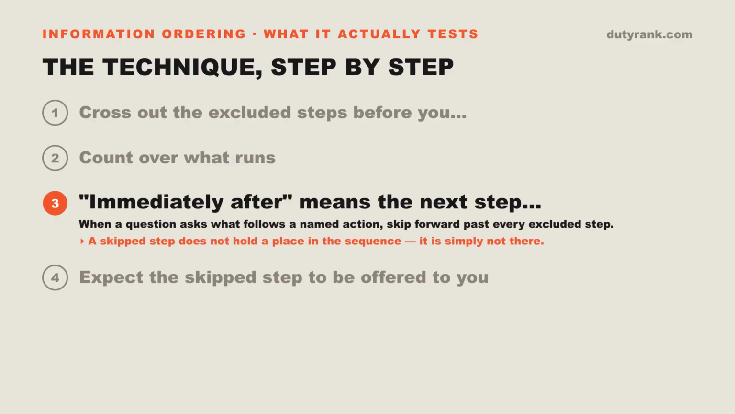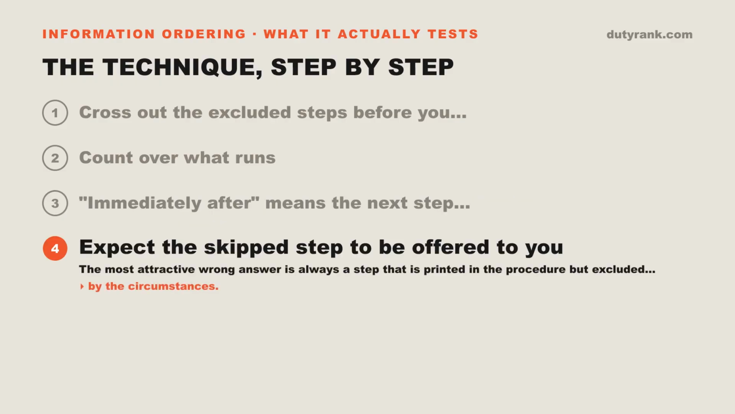Third, immediately after means the next step that runs. When a question asks what follows a named action, skip forward past every excluded step. A skipped step does not hold a place in the sequence. It is simply not there.